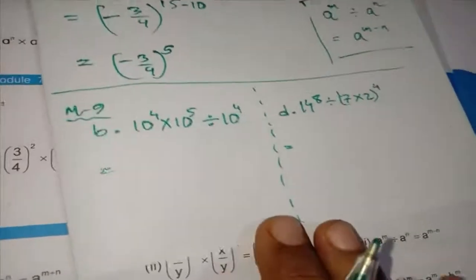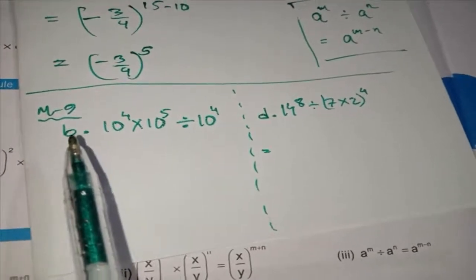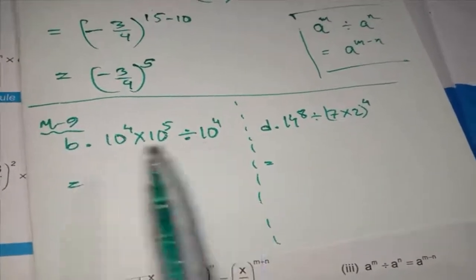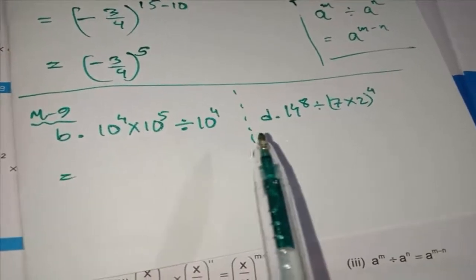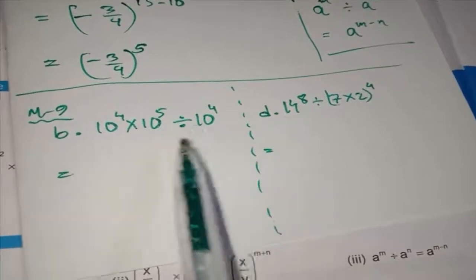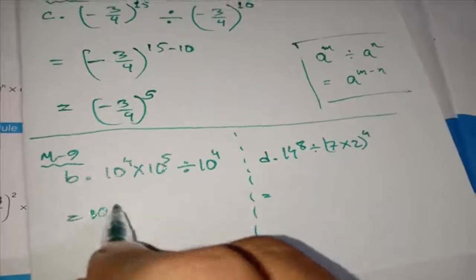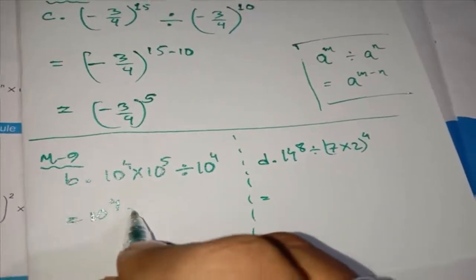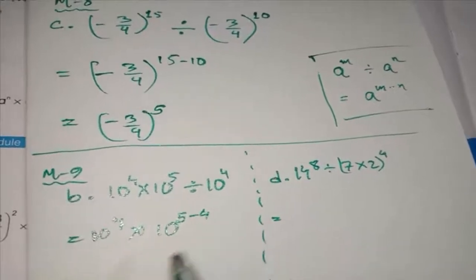Moving on to module number 9. I am going to show you two problems here, number B and number D. In number B, see what is given: 10 to the power 4 multiplied by 10 to the power 5 divided by 10 to the power 4. Now, from BODMAS, we know that we have to do the division part before the multiplication part. So here it will be 10 to the power 4 multiplied by 10 to the power 5 minus 4.